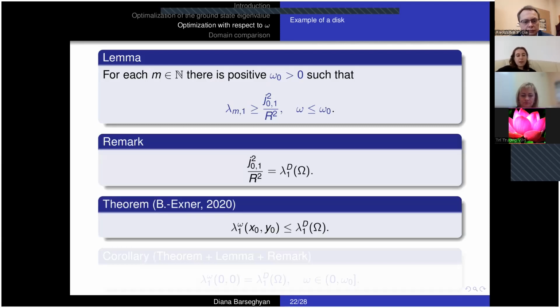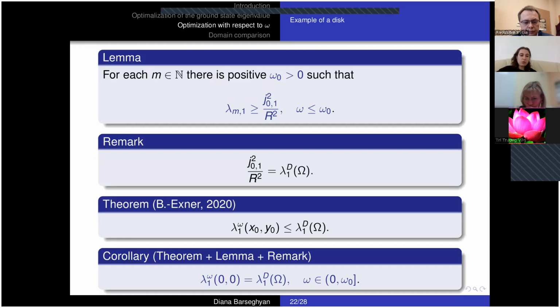Next, please. After that, we know that this right-hand side coincides with the ground state eigenvalue of the Laplace operator with Dirichlet boundary conditions on a disk with the center at the origin. For the Dirichlet Laplacian, it doesn't matter where its center is. So this is equal to the ground state eigenvalue of the Laplace operator on the disk with Dirichlet boundary conditions. And the next inequality is the theorem which we already proved, that the ground state eigenvalue of our operators is no larger than the ground state eigenvalue of the Laplace operator.